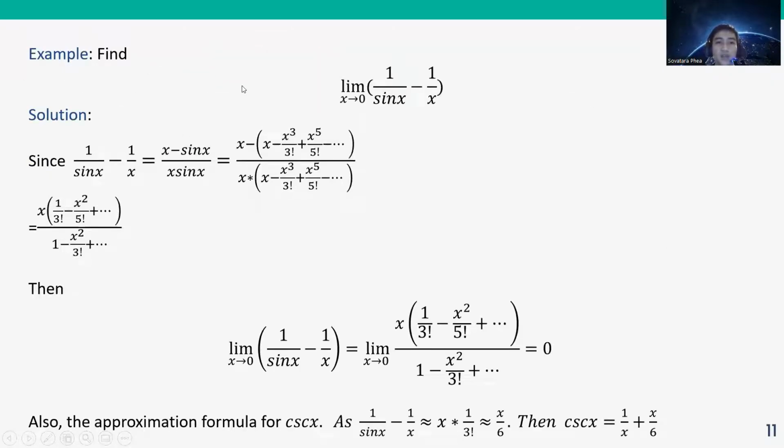And another example, they want us to find the limit as x approaches 0 of 1 over sin x minus 1 over x. And here, the solution, we have to express the function as a series first, and then we can evaluate the limit. So the answer is 0. And I also want to add something, the approximation formula for cosecant x. As you may know, many people use this example to find the approximation formula for cosecant x. Here, 1 over sin x minus 1 over x approximates to x times 1 over 3 factorial, approximating to x over 6, then cosecant x is approximately 1 over x plus x over 6.